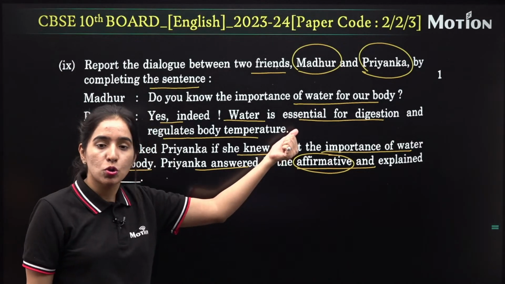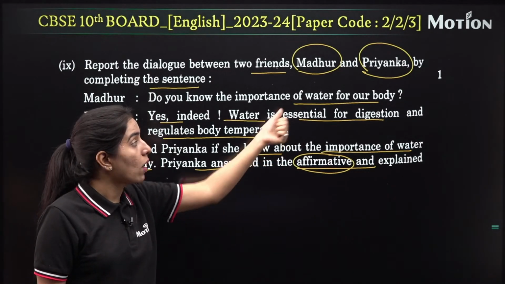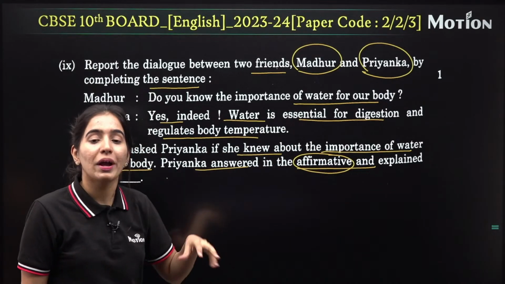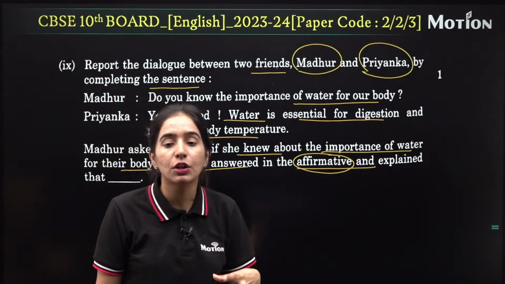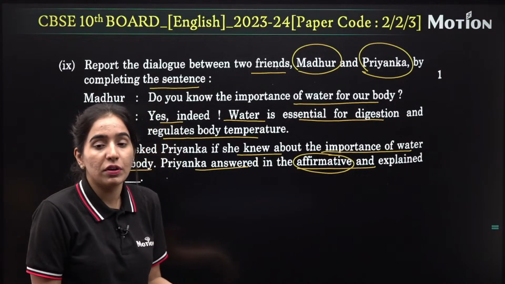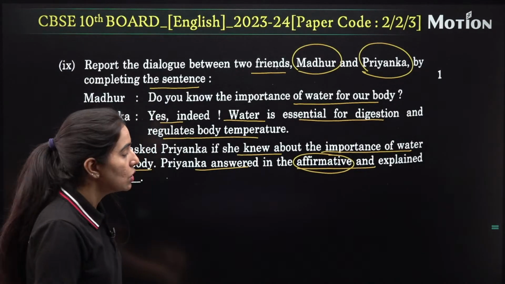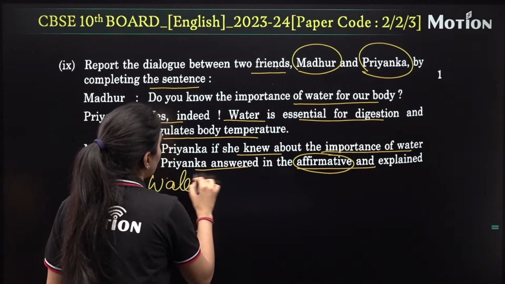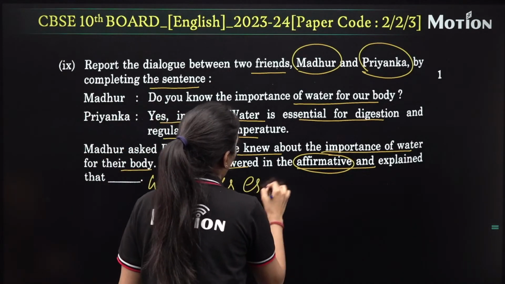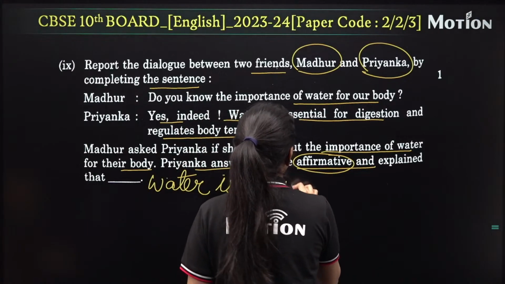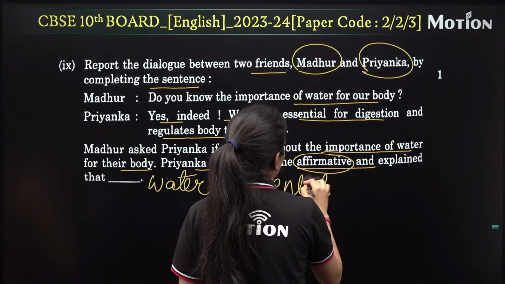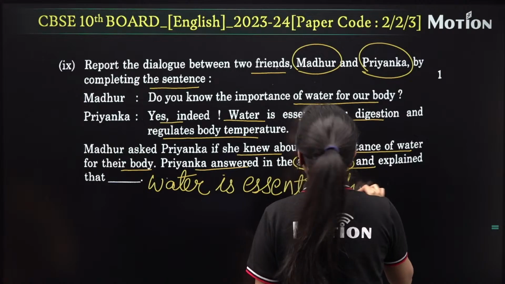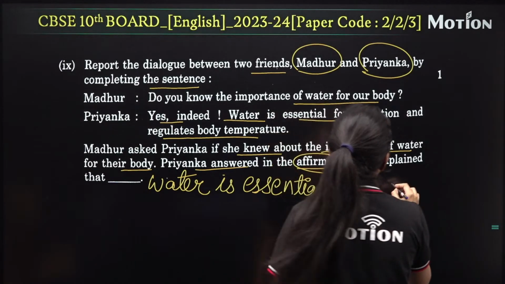Now, are we supposed to change the tense of this? Water was essential for digestion? No, it's a scientific fact. It's a general truth that water is essential for digestion. You cannot change the tense. So it's a universal fact. The tense will remain as it is. So the answer will be water is essential for digestion. So as it is, whatever is mentioned in the question, water is essential for digestion and regulates body temperature.